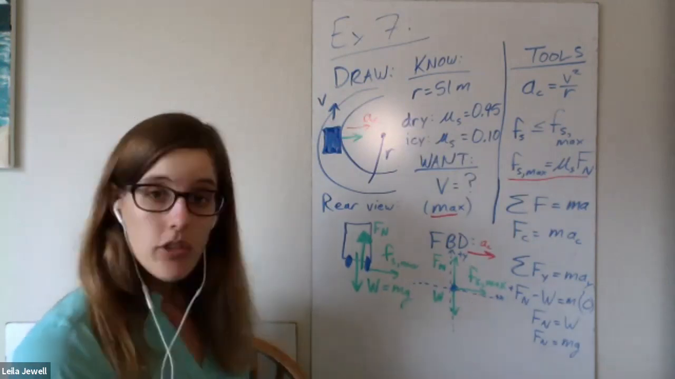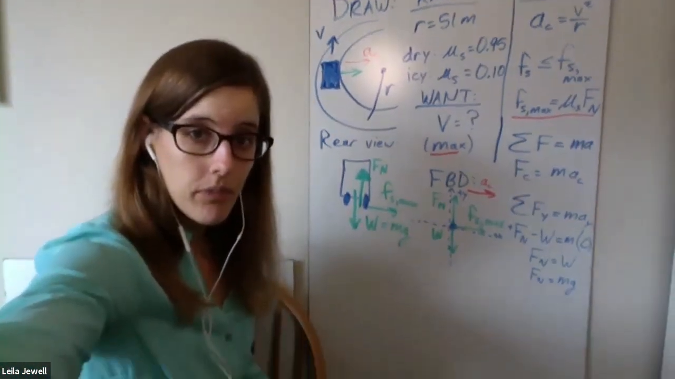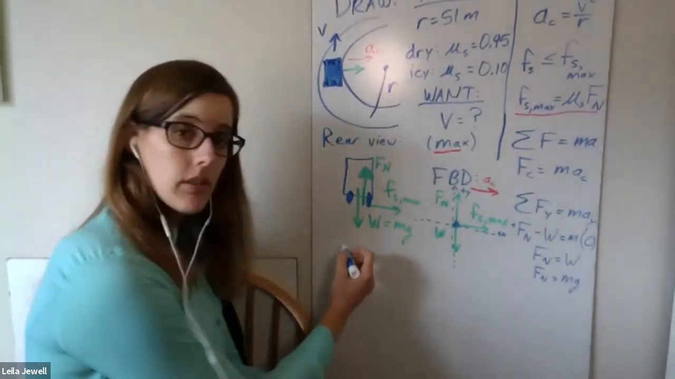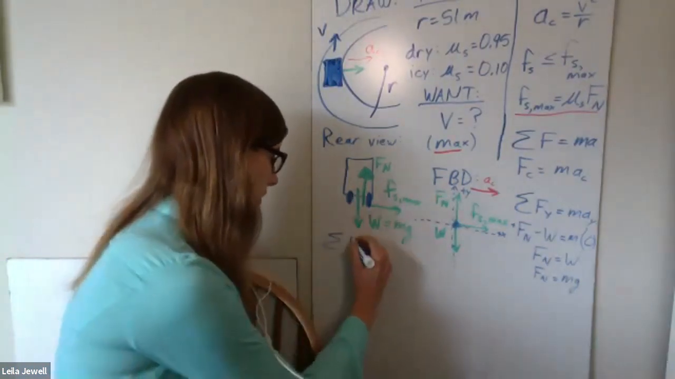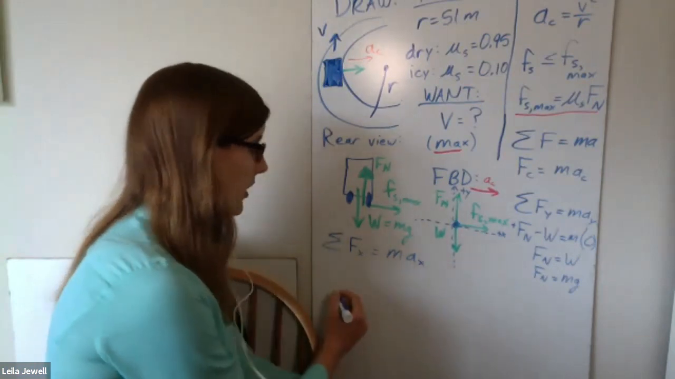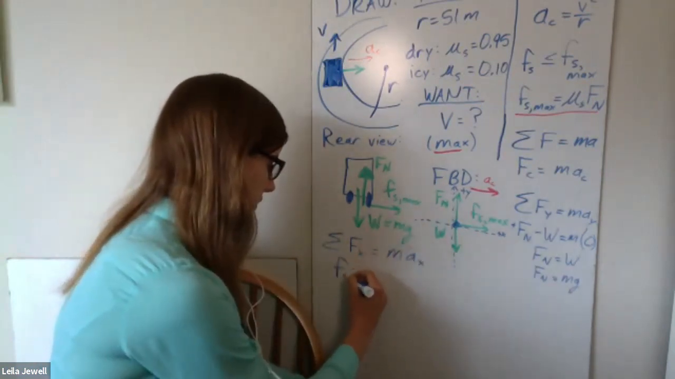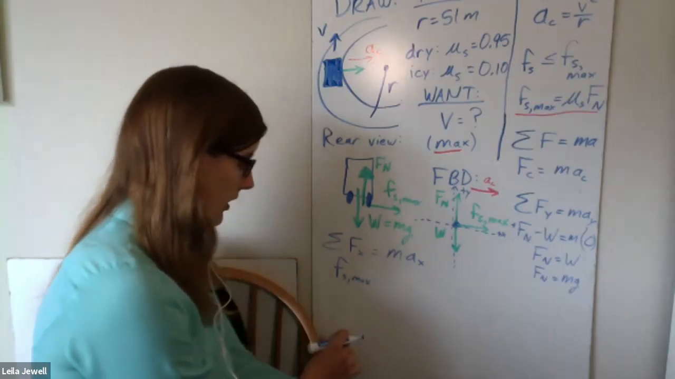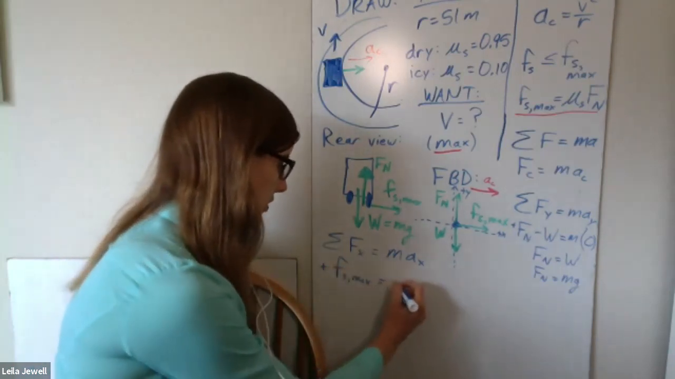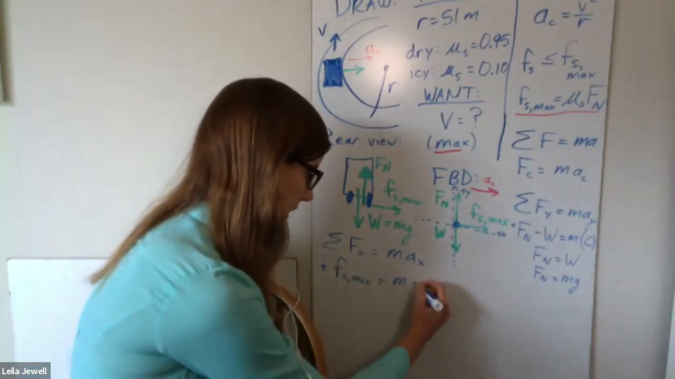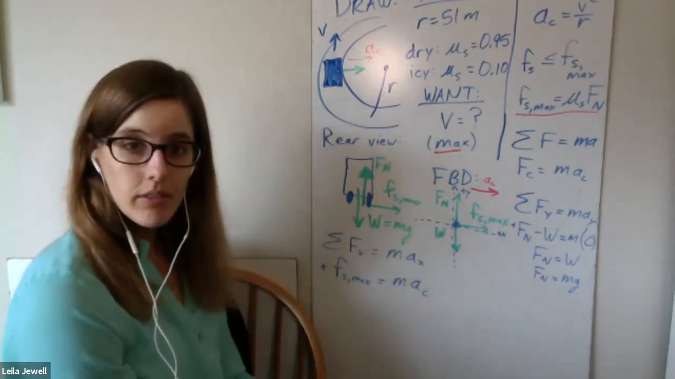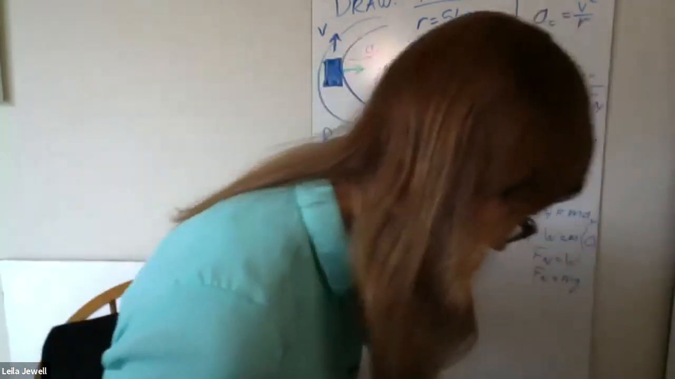Now we can look at the x direction and see how that one goes. So if we sum up the forces in the x direction, mass times acceleration in the x direction, we would have that we just have the force of static friction, max. And we don't have any other forces to balance it out, but that's okay because we do have a net force, and that's why we have an acceleration. So we have the mass of the car times the centripetal acceleration. All right, so this is looking good here.